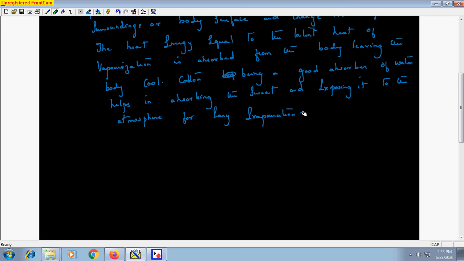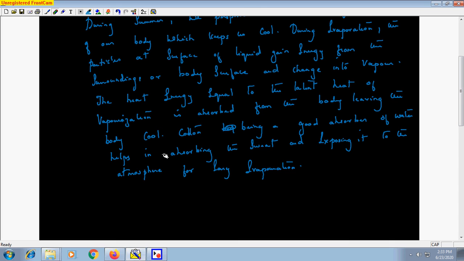If you don't write the technical point of the latent heat, they will not give marks. The heat energy equal to the latent heat of evaporation. This latent heat is hidden. Why? After a certain point of time, or after the duration of the peak temperature, it will not be used up by the body or the surroundings. It will be stored. So it will be absorbed from the body. The moment the energy is absorbed, the body becomes cooler. Energy means heat here. So cotton, being a good absorber of water, helps in absorbing the sweat. Once it is absorbed, and exposed to the atmosphere for easy evaporation, a cooling effect happens. That's the meaning of this.